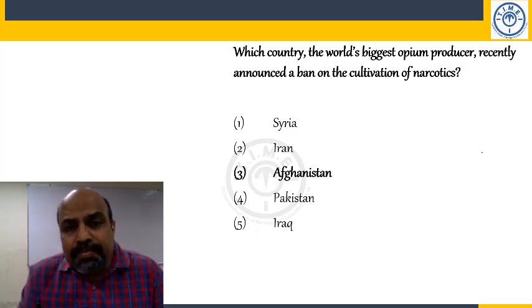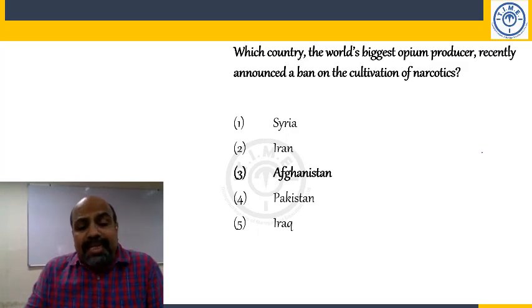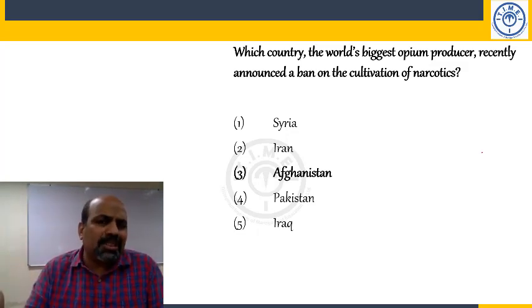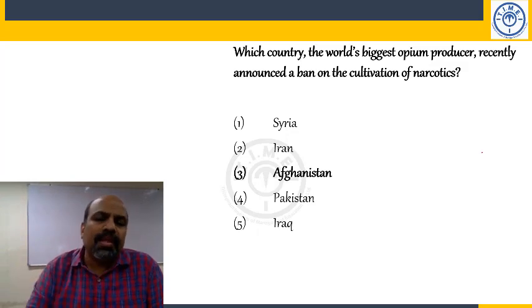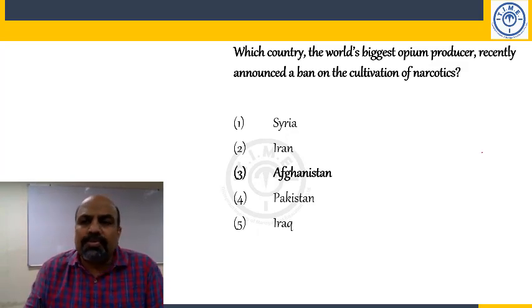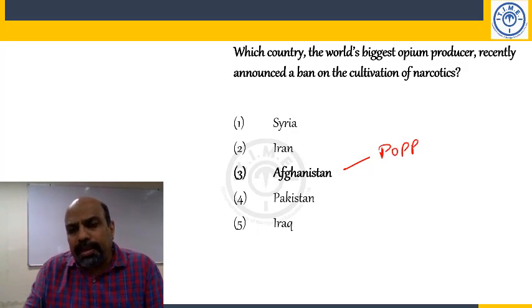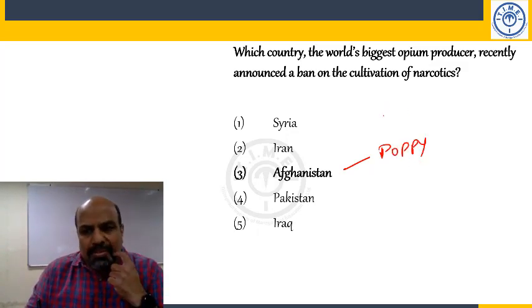It is believed that 91% of the world's opium comes from Afghanistan. The numbers vary depending on the season, but in a good season about 90% of the world's opium comes from Afghanistan. Opium comes from a plant called poppy.